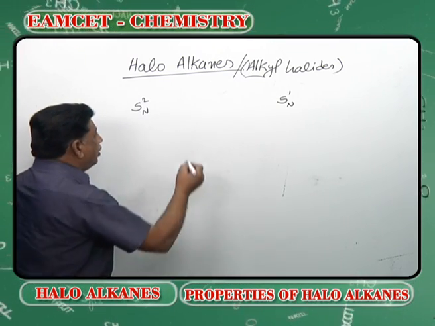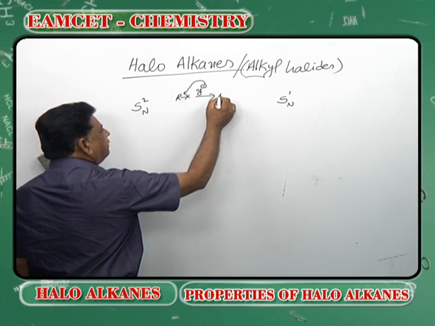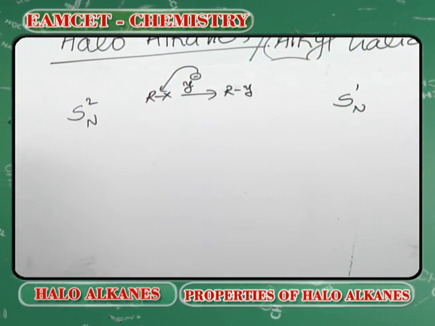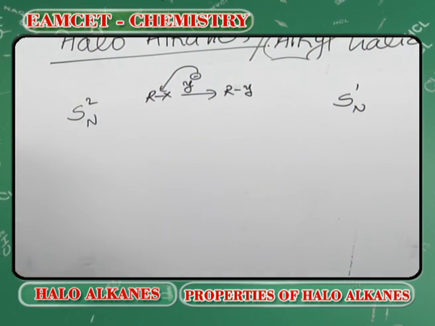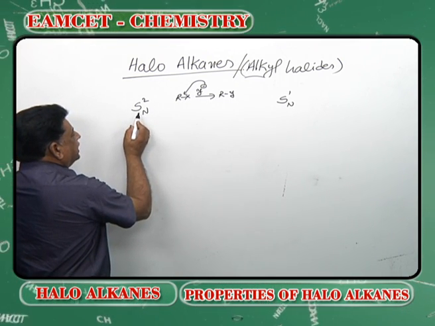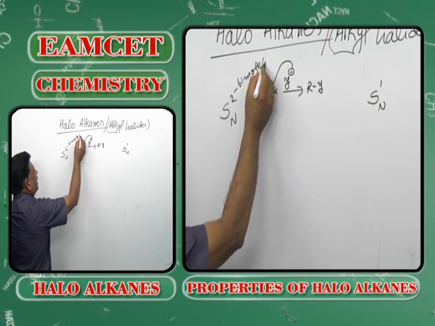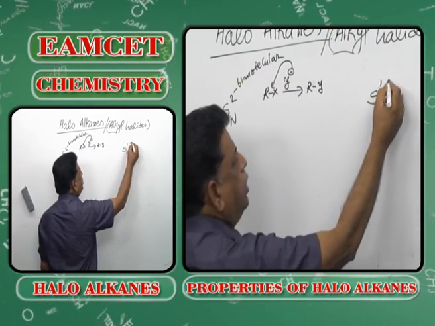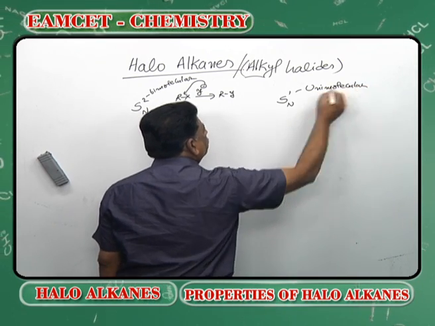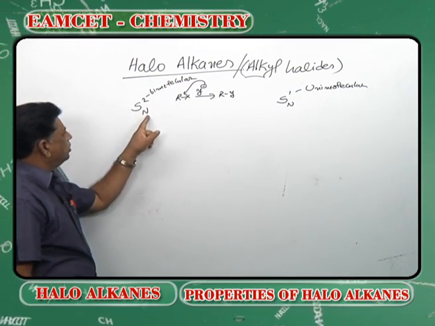What does substitution mean? The overall reaction is the same. When Y is added to an alkyl halide, Y replaces the halogen, and you get RY. This is the net reaction. But in terms of kinetics, the reaction is subdivided into two types. The S stands for substitution, N for nucleophilic, 2 for the bimolecular reaction, and 1 for the unimolecular reaction. So you can expand it: unimolecular nucleophilic substitution, bimolecular nucleophilic substitution.